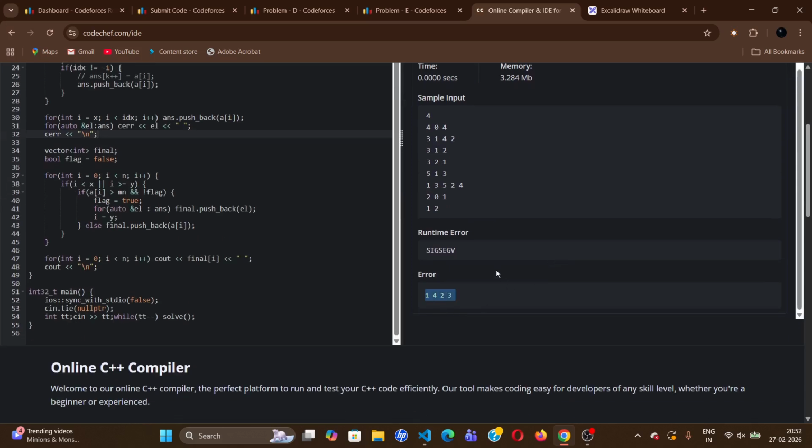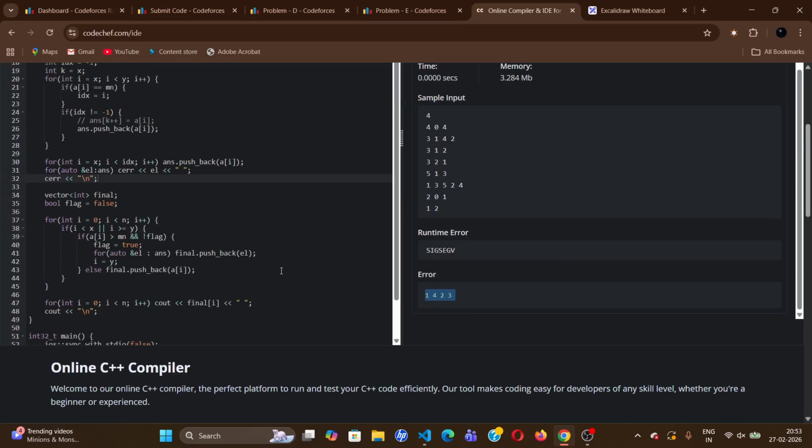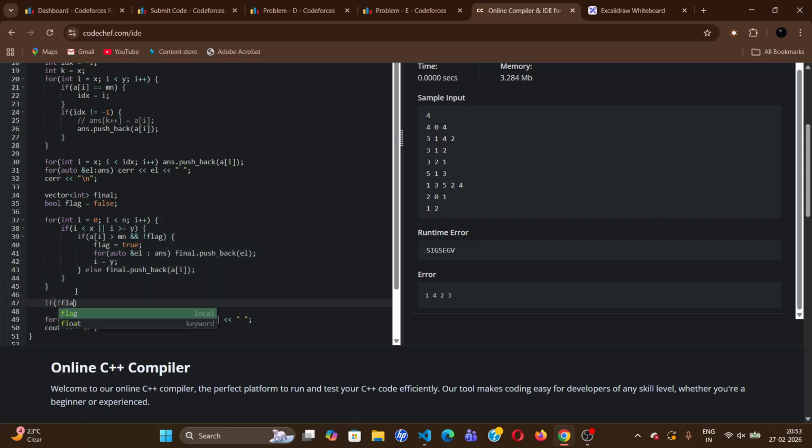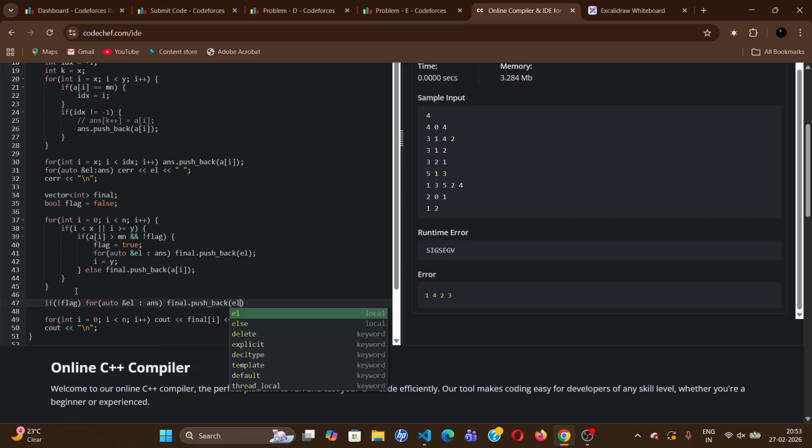Error. 1423. Yeah, full array. Okay. In this case, I think 1423. It's okay. Now, if it is less than x or greater than equals to y, in that case it is comparing, otherwise it is not. Okay. Now, if flag, then for element in answer, final dot pushback element.